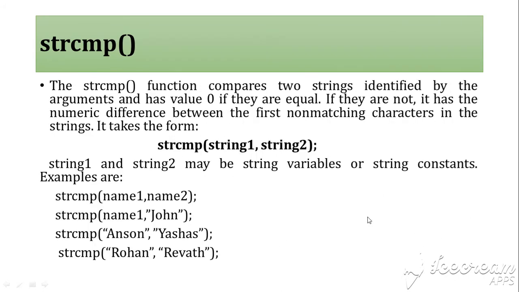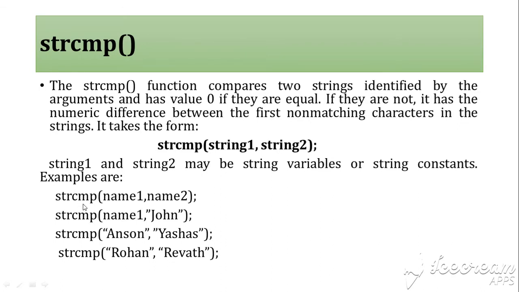So strcmp. This strcmp function compares two strings which are identified by string1 and string2. Provided the two strings are equal, the function always returns a 0. In all other cases, it returns a non-zero value.